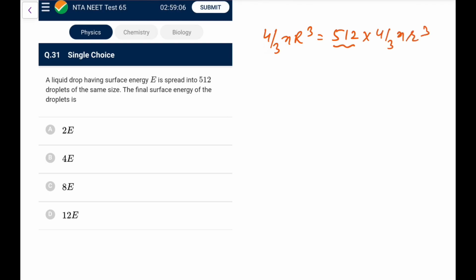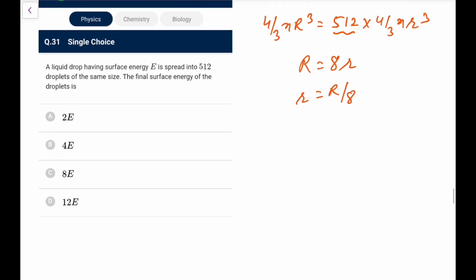So 512 you know is the cube of 8. So you can directly say small r is equal to R by 8. Now initially the energy was S into 4 pi R square, that is E. Now what would be the energy now? Energy would be S into 4 pi r square into 512.